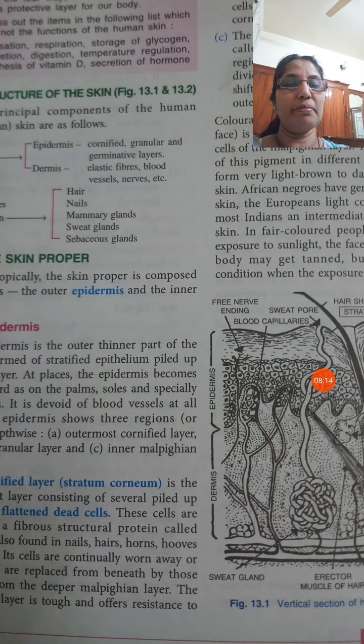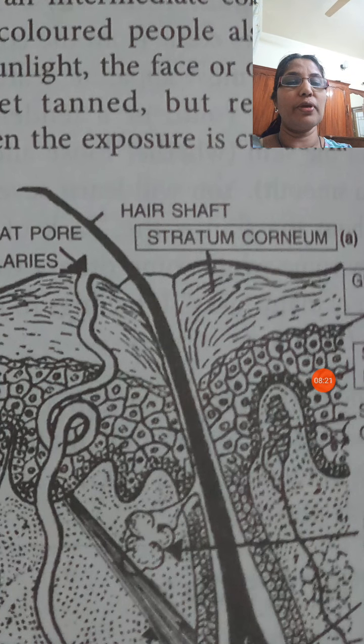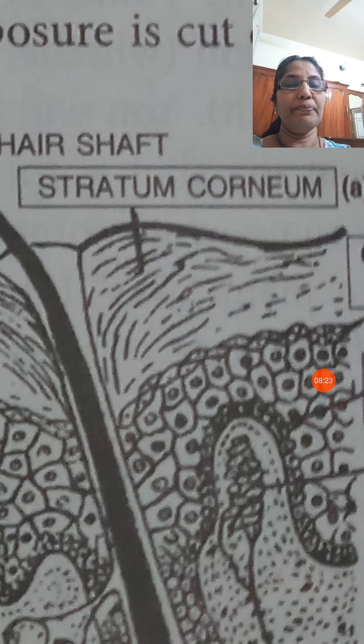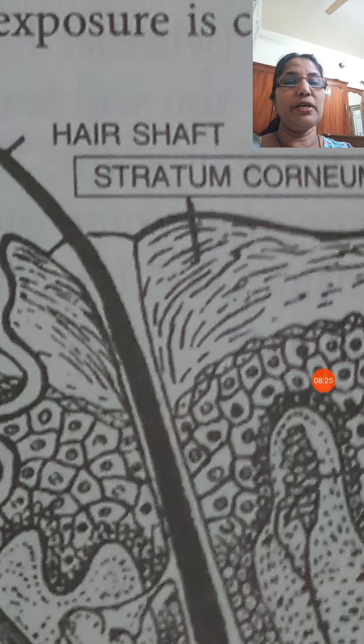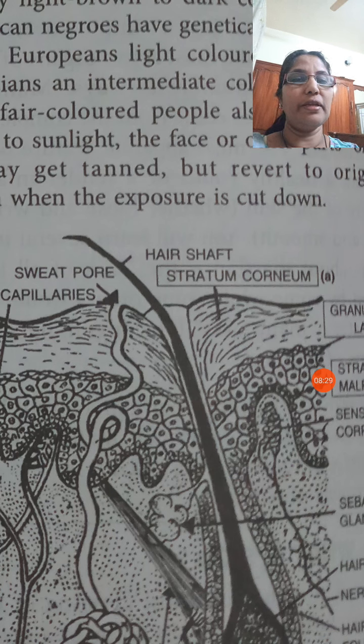In the epidermis, the outermost layer is known as the cornified layer, the stratum corneum you can see here. This is the outermost part of the skin. It is very tough. Keratin, a hard protein that is found in the skin and the hair, is present in this corneum, and it is produced from the lower layer.